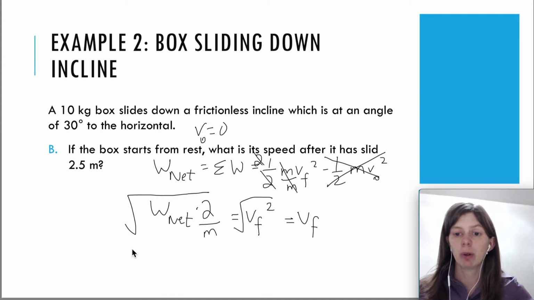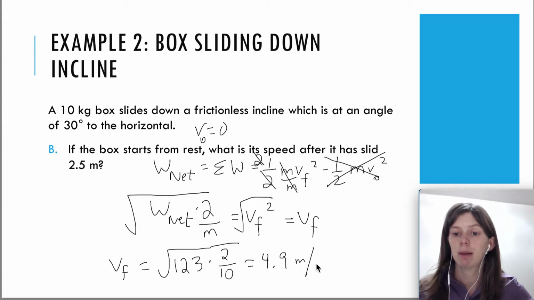So the numbers that we're going to plug in here to get VF: the net work is what we just found in the previous slide, which was 123 joules, but use the unrounded value of 122.5 in your calculations, times 2 divided by 10, and I got 4.9 meters per second. So that was an example of using the work kinetic energy theorem.